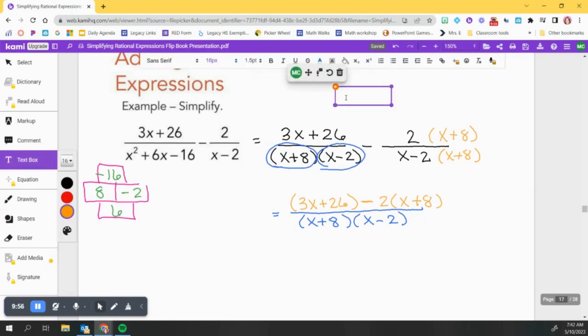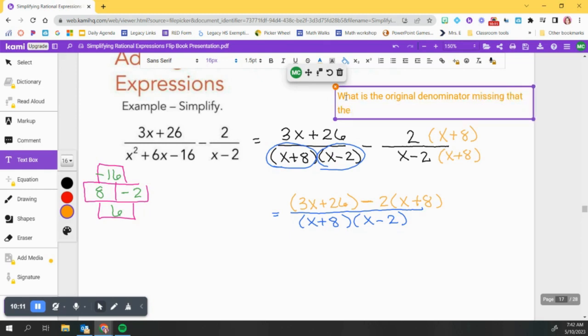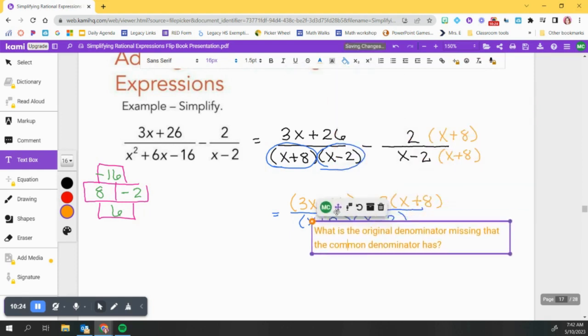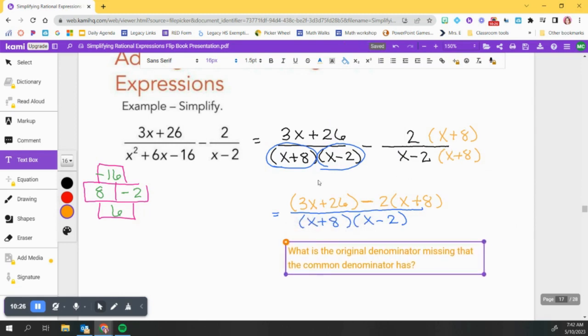So I want to add in a note for what we were kind of asking ourselves here: what is the original denominator missing that the common denominator has. Okay, and that's what we're doing down here to get these pieces that we did over here.